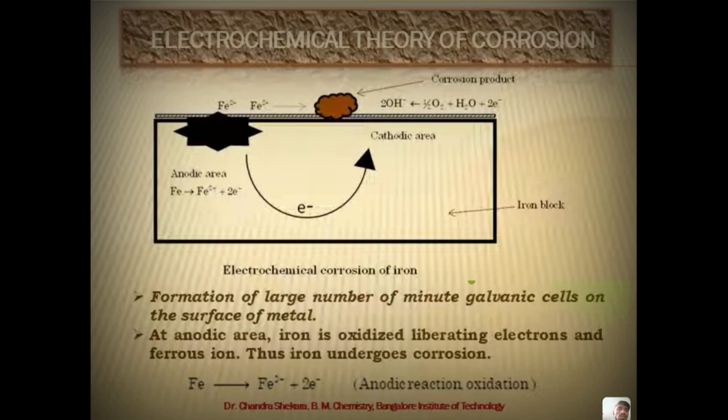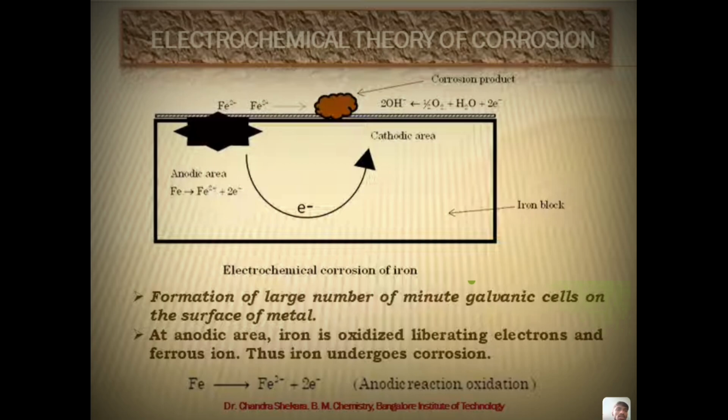The reaction is spontaneous only when there is a difference in potential between anode and cathode. In a galvanic cell, the anode is of lower potential and the cathode is of higher potential. This difference in potential between the anode and cathode is the main driving force.